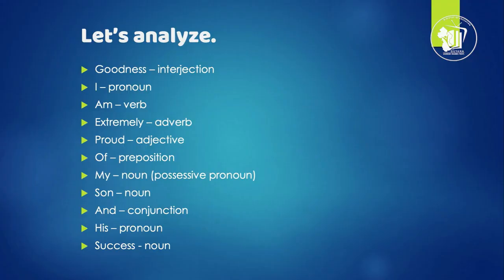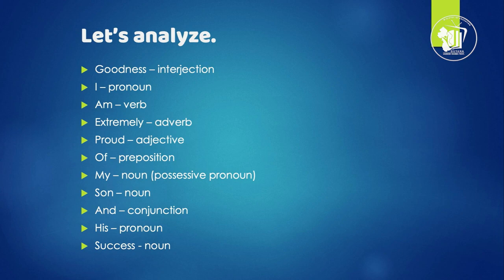So goodness functions as an interjection. I, its function is a pronoun. Am, its function is a verb. Extremely, adverb. Proud, adjective. Of, preposition. My, here we see it as a noun.